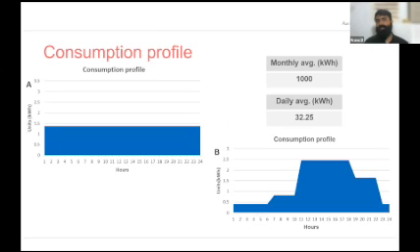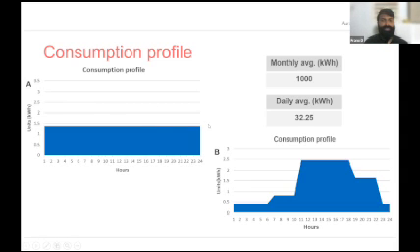So let's say that a connection has a monthly average consumption of 1000 units per month, and that would lead to a daily average of 32.25 kilowatt hours per day. But we have two consumption profiles in front of you on the screen. Consumption profile A indicates that the consumption of electricity in that connection is happening consistently, at a constant rate for all 24 hours. That is profile A.